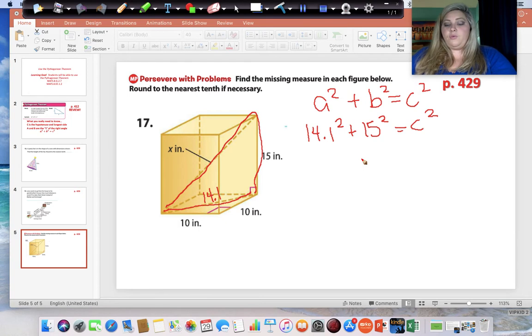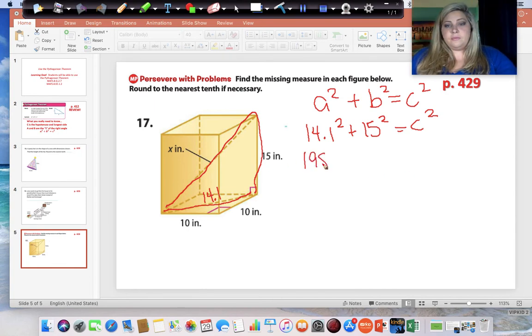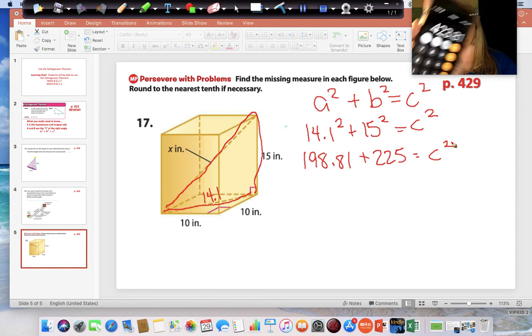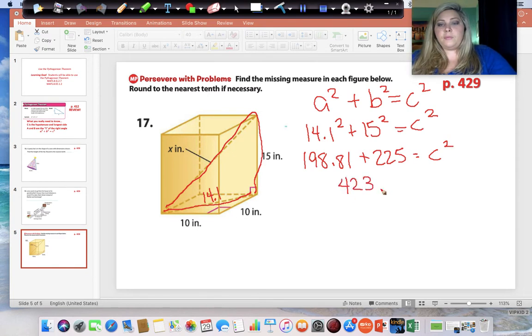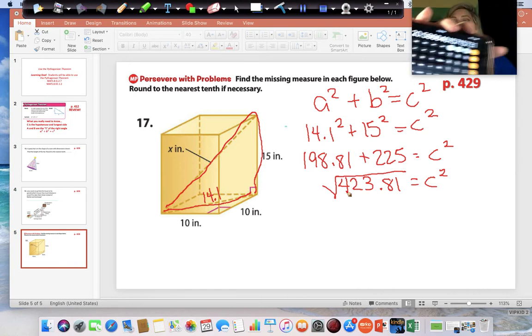So we need to do 14.1 times 14.1 in our calculator. And you should get 198.81. And then 15 squared is 225. So 225 plus 198.81 equals c squared, which is 423.81. And remember, to solve this, you have to get the square root of this answer. Press the square root button.